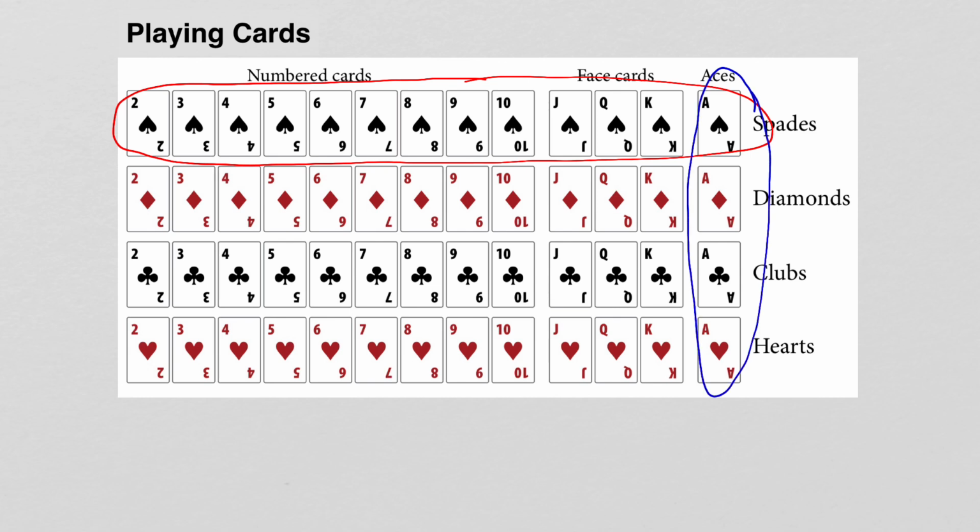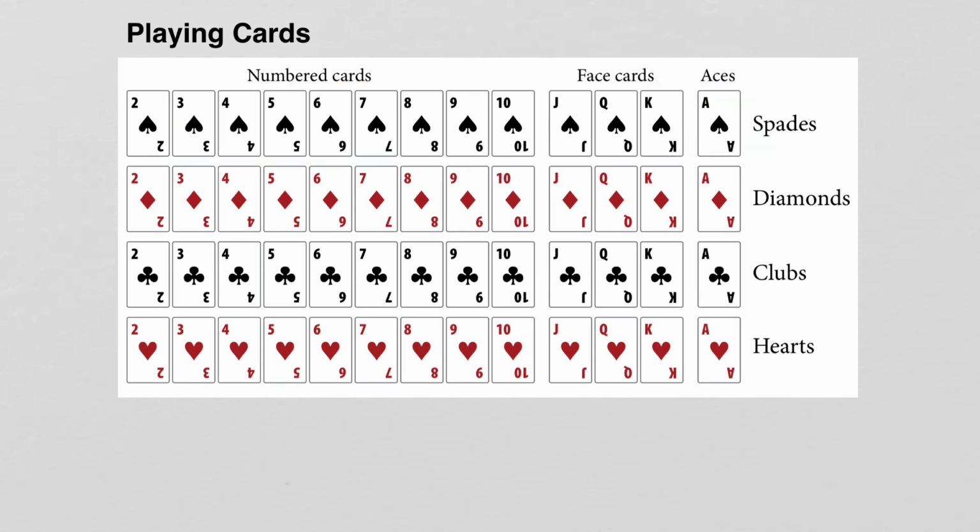And what I want you to notice is that there is one card that is both an ace and a spade, right? So this would be the intersection of those two sets of things. So one set being the set of spades, the other set being the set of aces, and the ace of spades is in both sets. So we would say that those two sets are not disjoint. They do have something in common.